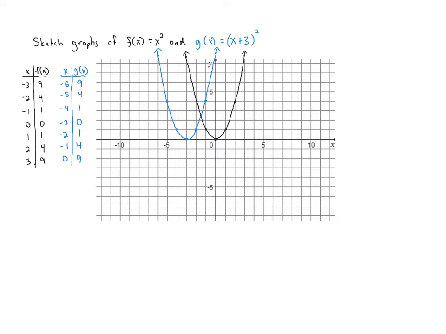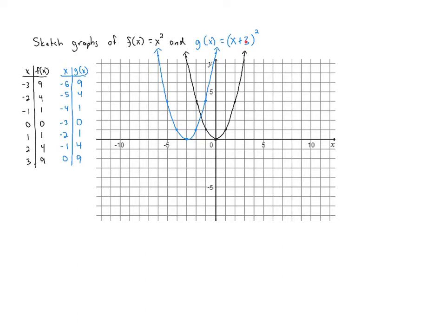And so I want to ask, what's the difference between the original graph and the new graph? What has to happen to the original graph to transform it into this new one? If we look at each of the individual points, what's happened is they have moved to the left 3 units. And in fact, this whole parabola has been shifted to the left 3 units.